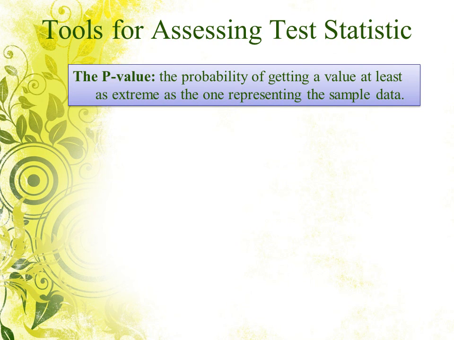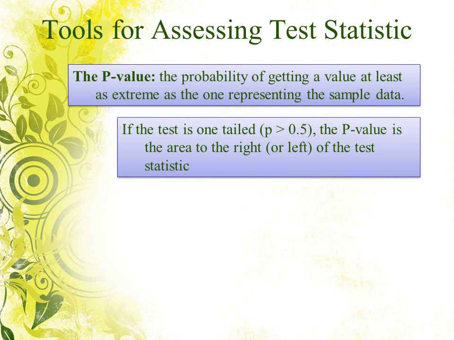One method we're going to talk about in the next section is something called the p-value method. And this is the probability of getting a value at least as extreme as the one representing the sample data. So for example, if we're talking about proportion, and I get a proportion of 0.7, I want to know what is the probability of getting a proportion in sample data that is at least 0.7.